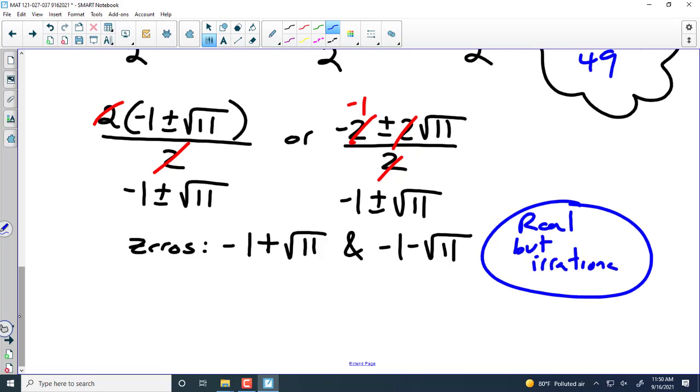These are real answers, everyone. They're just irrational answers. They're real because did I ever take the square root of a negative? Did I take the square root of a negative? No. Did I take the square root of a nasty number like 11? Yes, but never a negative.